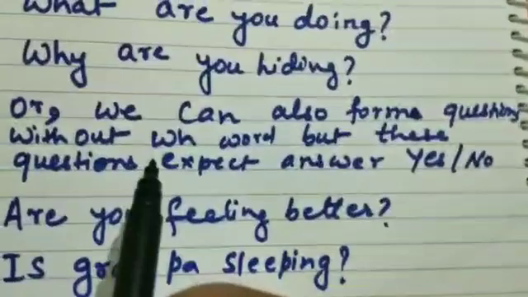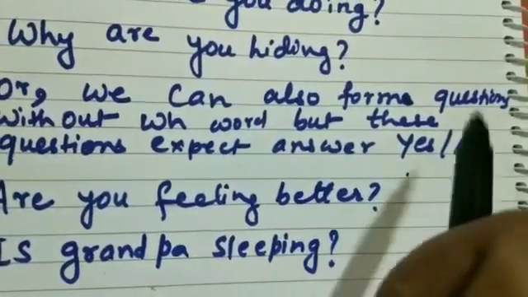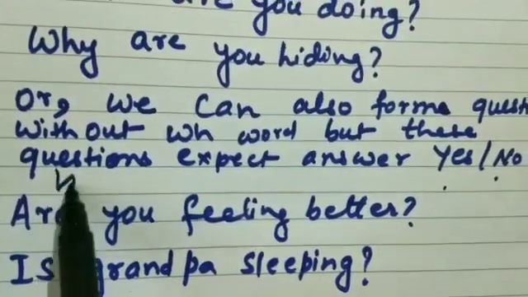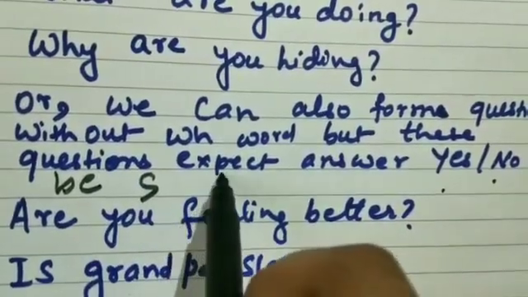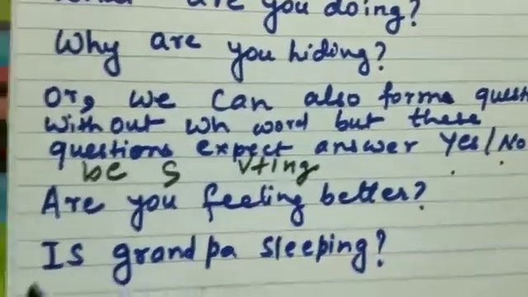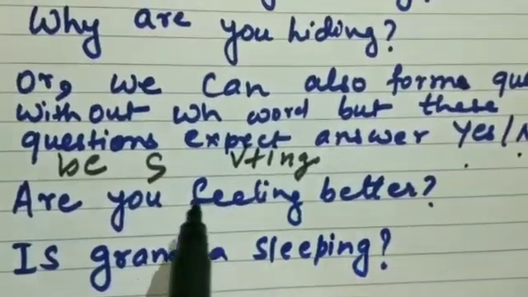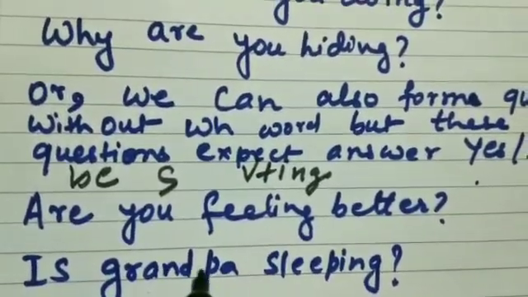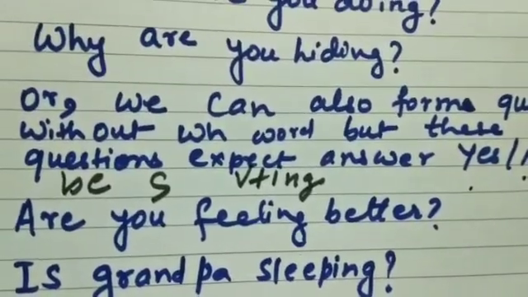Or we can also form a question when we don't use WH words, but the answer will be either yes or no. So for the questions where you give the answer yes or no, we can form them by writing the be verb before the subject and writing the V plus ing form of the verb after that. So see the first one. Are you feeling better? Are is the be verb, you is the subject, feeling is feel plus ing. Question mark.